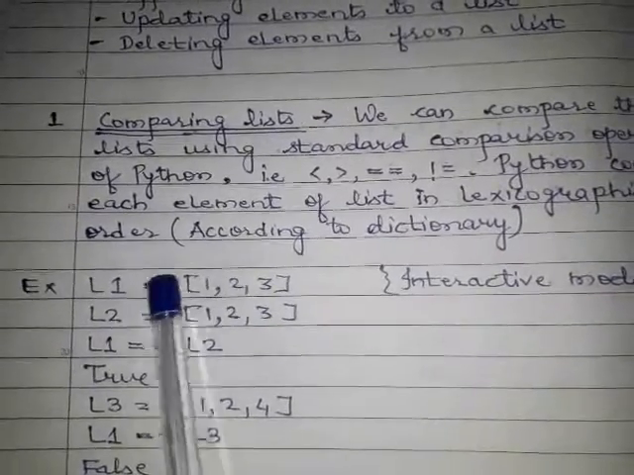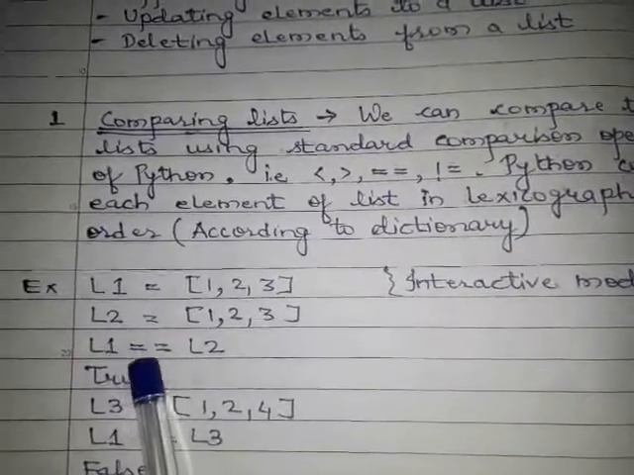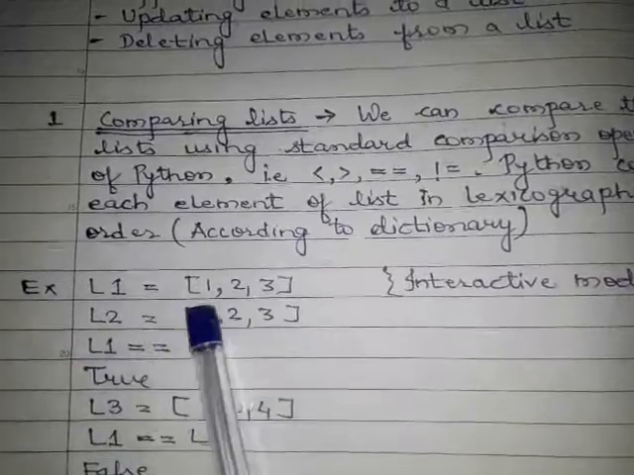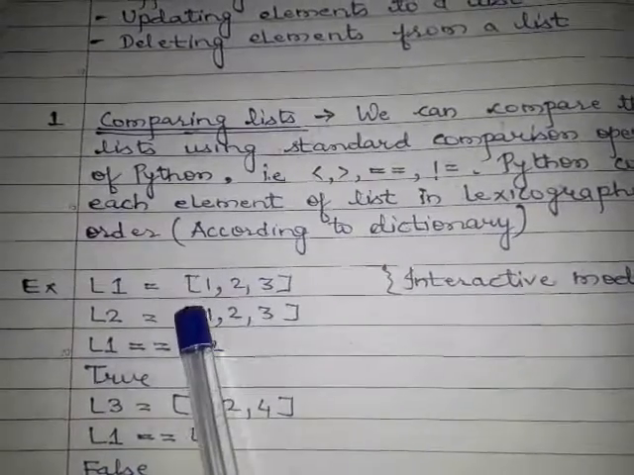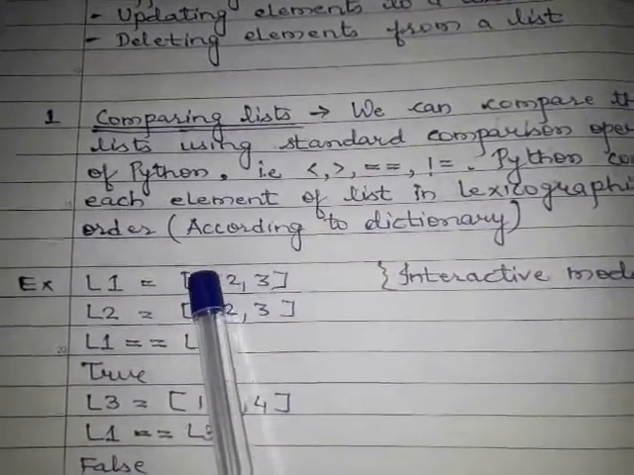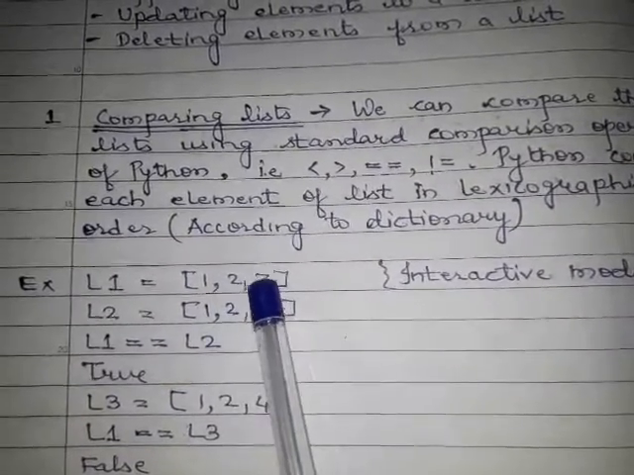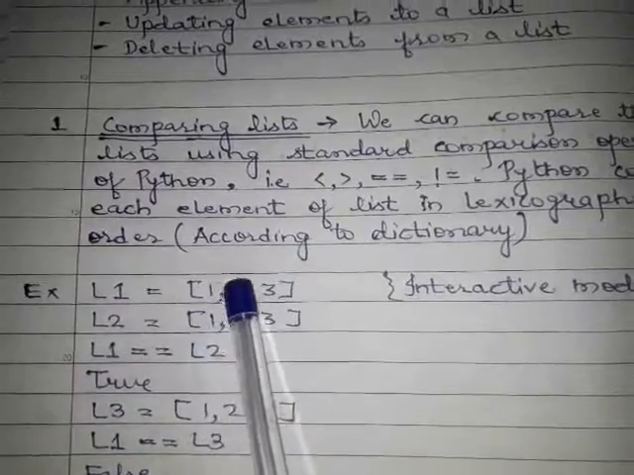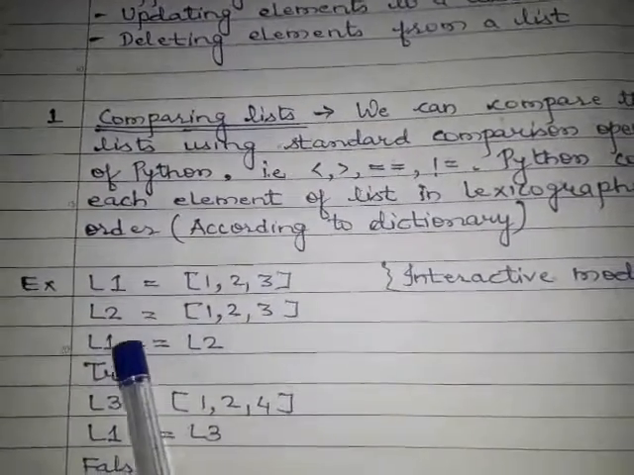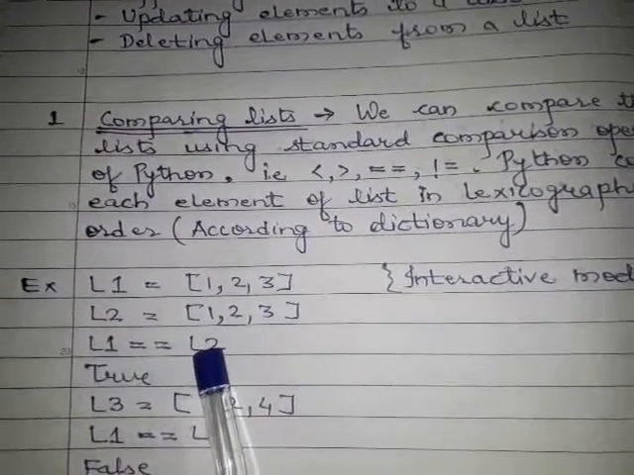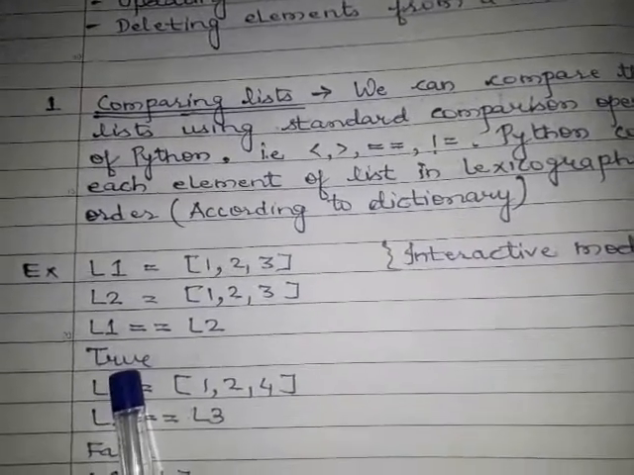Now I compare the two lists. L1 equals to L2. Both these lists have elements which are equal. 1 is equal to 1, 2 is equal to 2, 3 is equal to 3. It means both these lists are equal. So L1 equals to L2 will give the result true.